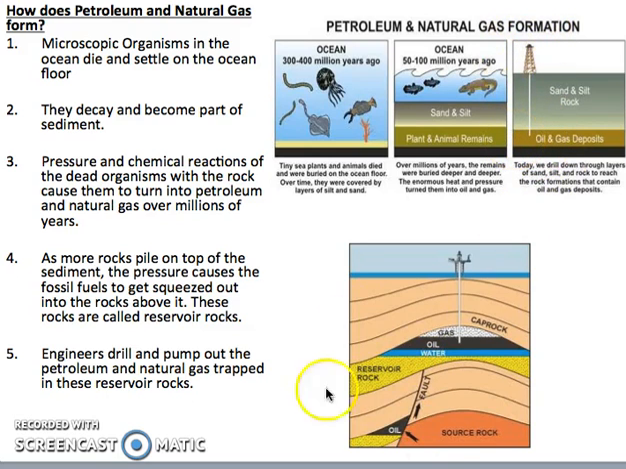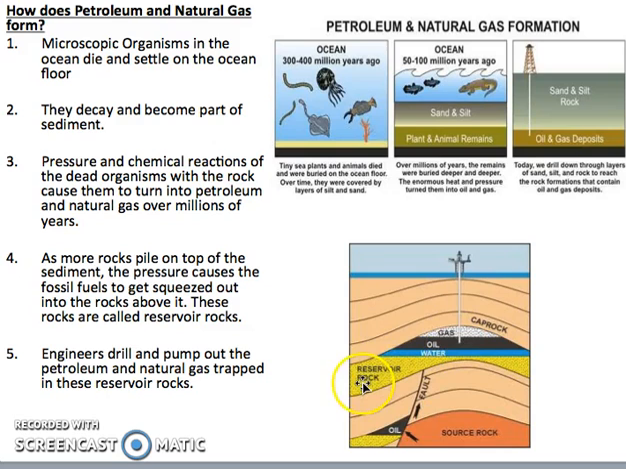This diagram shows you what we call the reservoir rock and the source rock. The source rock is where the fossils, the petroleum and natural gas formed, and the reservoir rock is kind of like a sponge that absorbs that oil and gas out from the source rock and keeps it there for us to drill down and obtain.